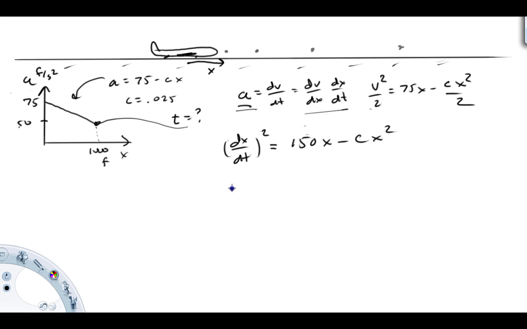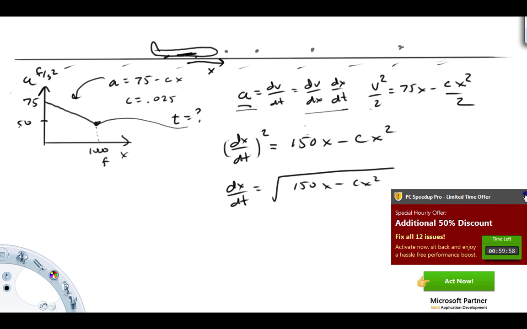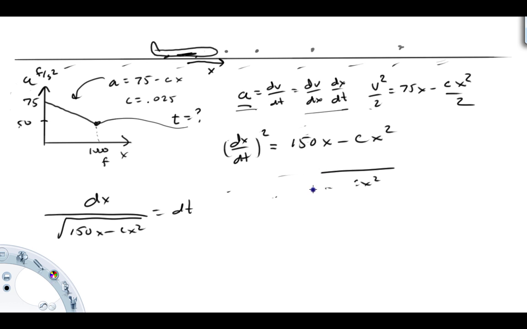Square rooting both sides, this is going to read dx dt is going to equal the square root of 150x minus cx squared. This thing is in fact separable. We can write it dx over square root 150x minus cx squared equals dt. Really, pretty simple. What's not simple is the integral, or integration, of that function. So let me talk about how I decided to do that.